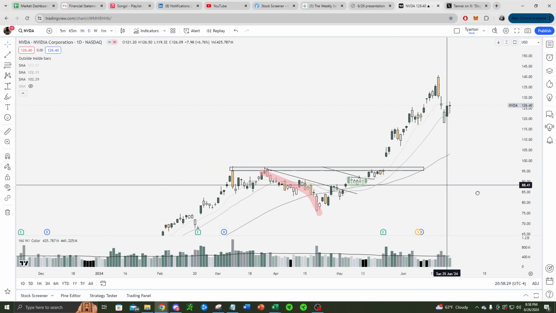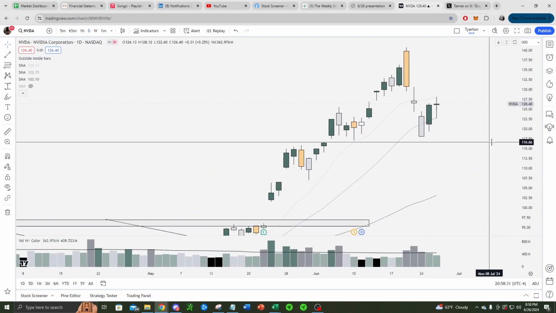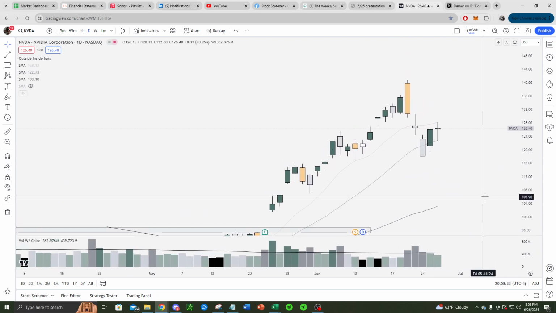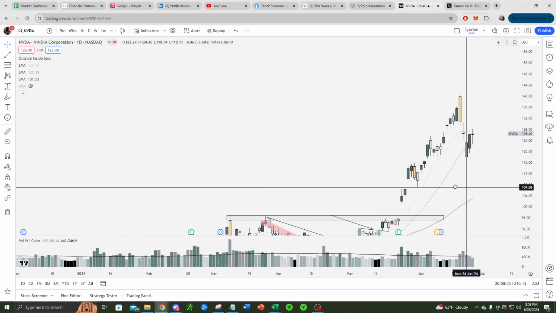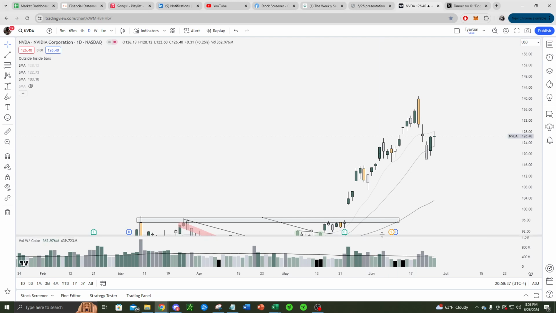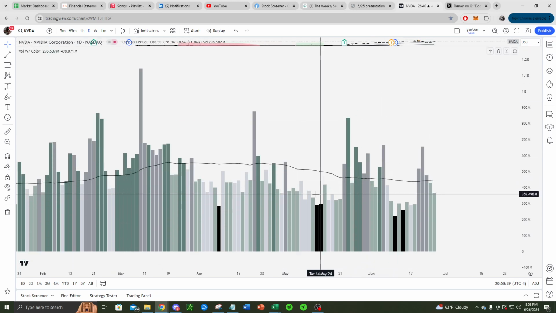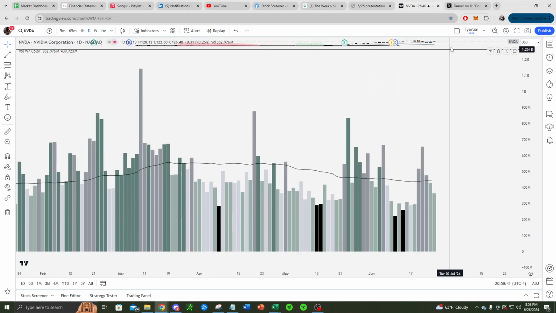I mean, how are you placing entries on stuff like this? It's so gappy, number one, and you just have volume all over the place. I mean, nothing is indicative of continuation given this volume profile at all.